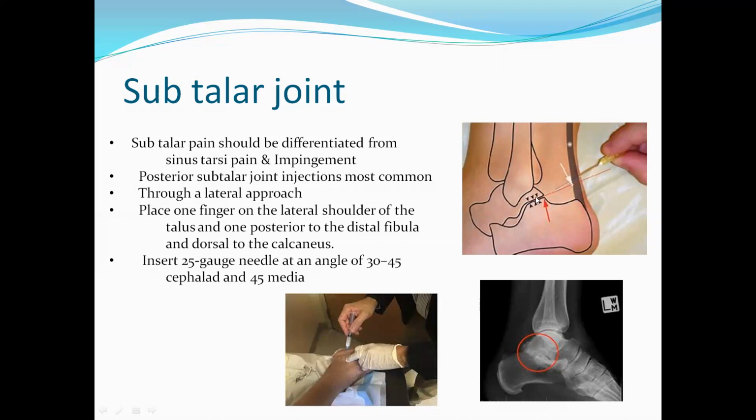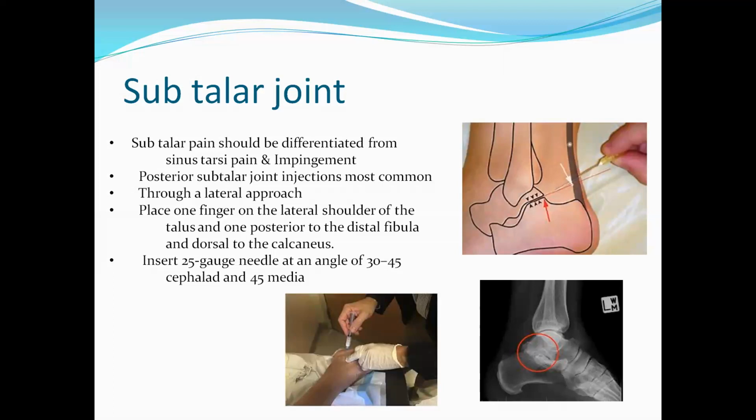This is a common joint for primary osteoarthritis, the subtalar joint. So to relieve the pain, injecting the subtalar joint into the posterior facet is required. This is done by a lateral approach. Keep the patient in a lateral position with the lateral surface of the ankle joint and foot facing up.